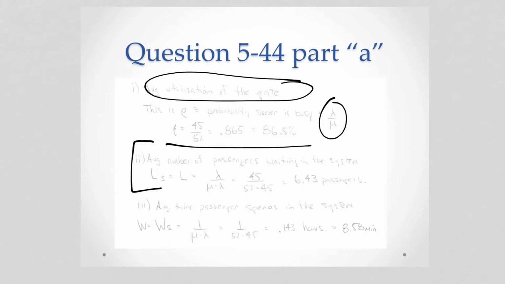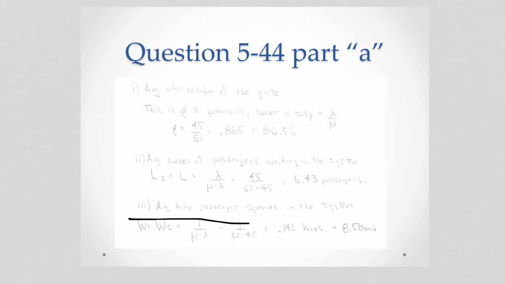Second question, average number of passengers waiting in the system. The number of passengers in the system is Ls, and the book calls it L, but it's the same thing. The formula is given, we plug in the numbers, and we get 6.43 passengers. So far so good. Next question is the average time the customer spends in the system. Time in the system is Ws, or just plain W. We have a formula, we plug it in, and get 8.58 minutes.